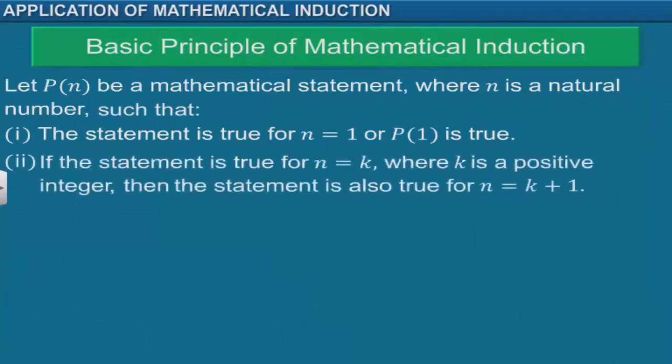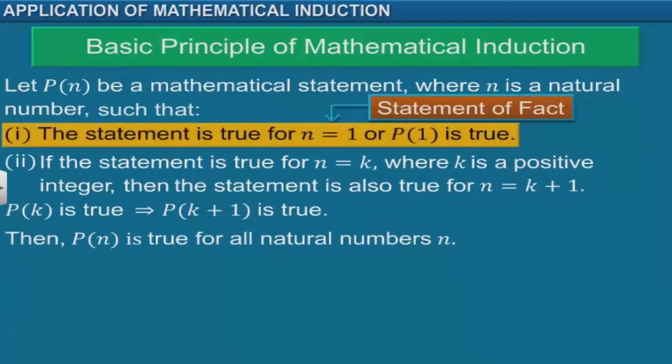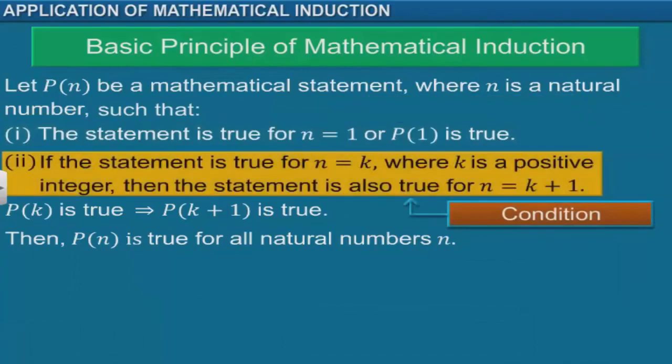If the statement is true for n equal to k, where k is a positive integer, then the statement is true for n equal to k plus 1. In other words, if P of k is true, then P of k plus 1 is also true. Then, P of n is true for all natural numbers. Principle 1 is a statement of fact, while Principle 2 is a condition.